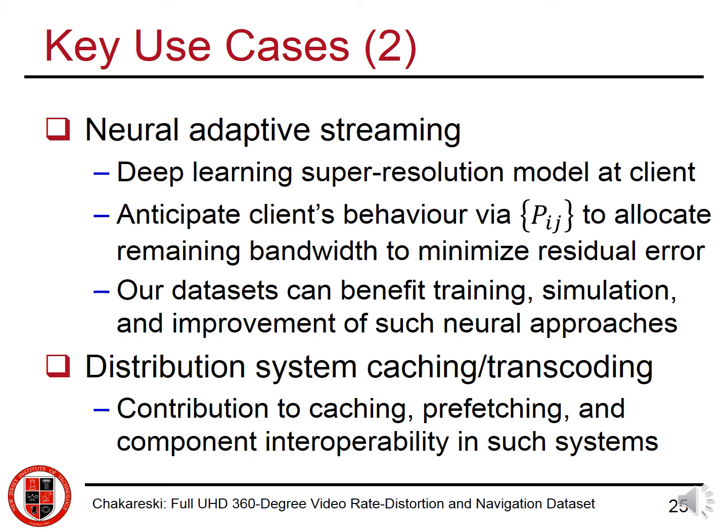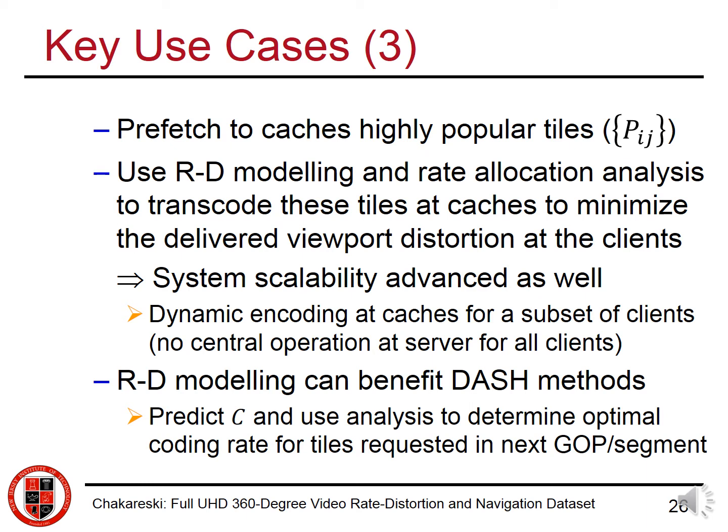Yet, in distribution systems that integrate caching and transcoding, our dataset and modeling can contribute to caching, prefetching, and component interoperability in such systems. In particular, we can use the navigation likelihood to prefetch to the caches highly popular tiles that are demanded by the user. Then we can use the RD modeling and rate allocation analysis to transcode these tiles at the caches to minimize the delivery of viewport distortion to the clients. And these advances can simultaneously make an impact on system scalability, where in particular, instead of carrying out a central operation at the server for all clients, dynamic encoding can be carried out at the caches for a subset of the clients.